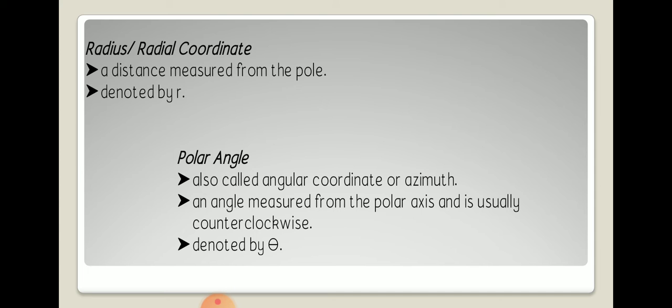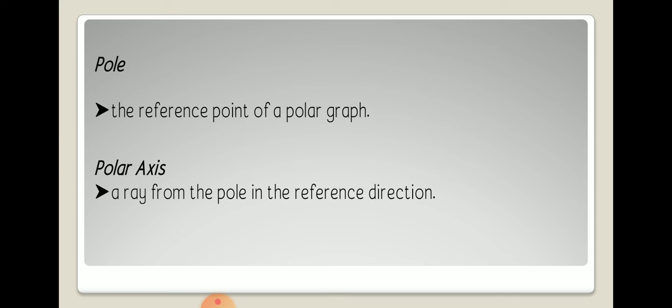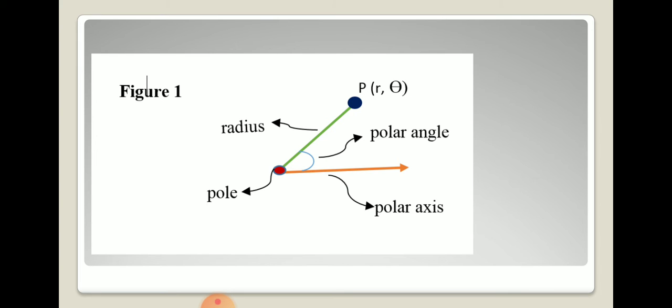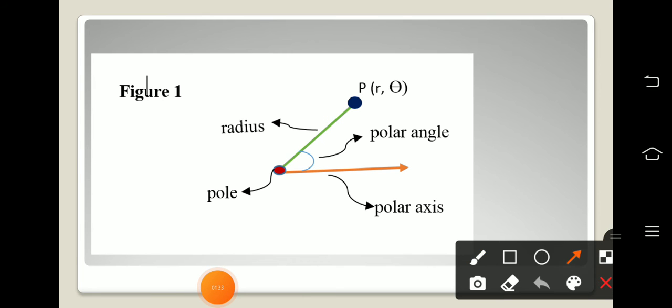Polar angle, also called angular coordinate or azimuth, is the angle measured from the polar axis, usually counterclockwise, denoted by theta. Pole is the reference point of a polar graph. Polar axis is a ray from the pole in the reference direction. So in Figure 1, this is the radius, this is the pole, and this is the polar angle and the polar axis.